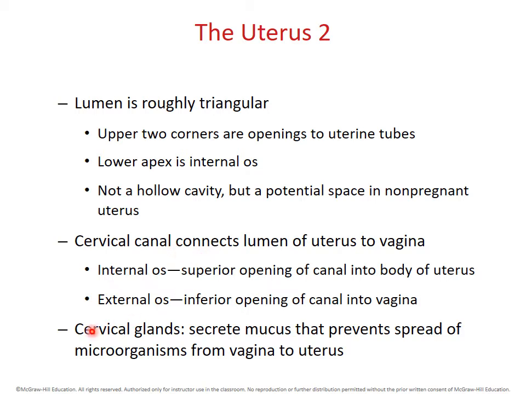There are glands lining the walls of the cervix, and these glands secrete primarily mucus. The mucus helps slow down the spread of microbes from the vagina up into the uterus. These secretions can also drip down from the cervix and help to lubricate the vagina during intercourse.